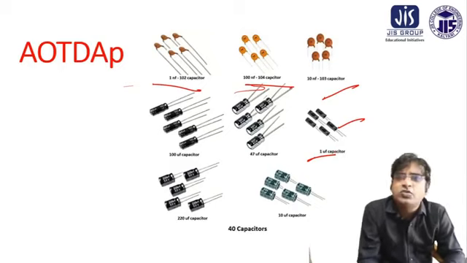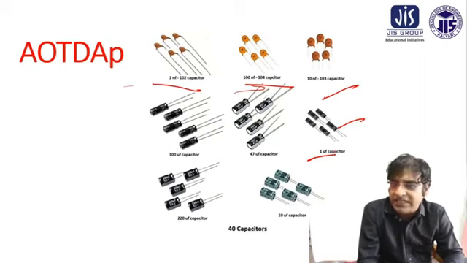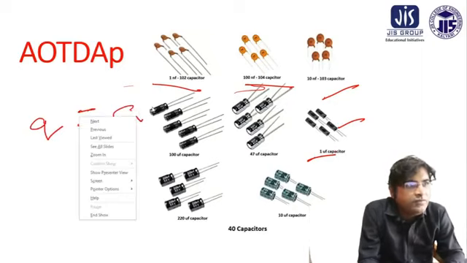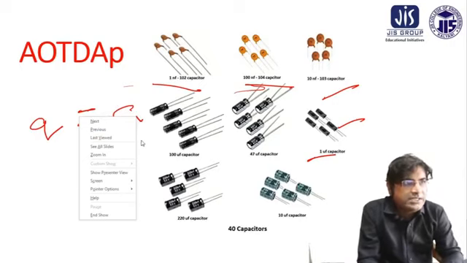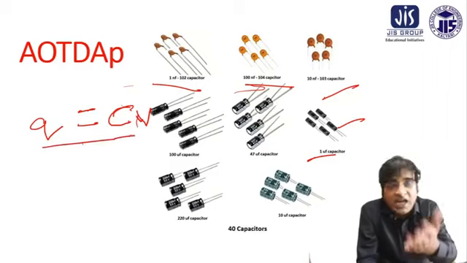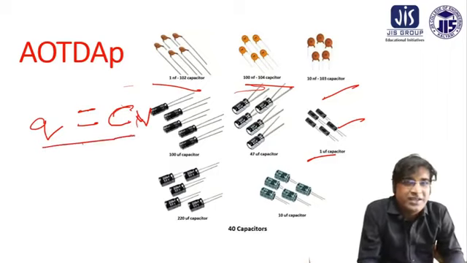Next, this is the theory. Q equals CV. We know about that, Q equals CV. This Q equals CV is the capacitance equation. From there we can understand, but we start from this Q equals CV. So this is the actual theory.